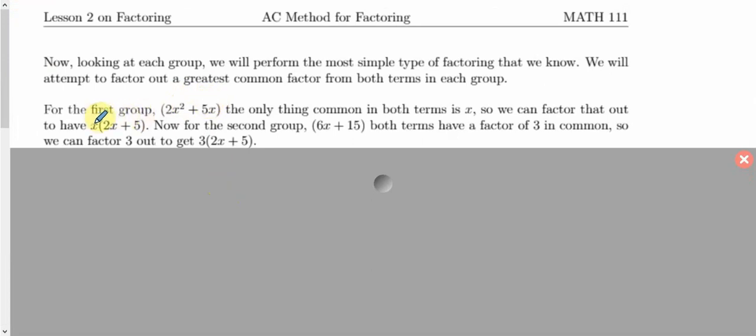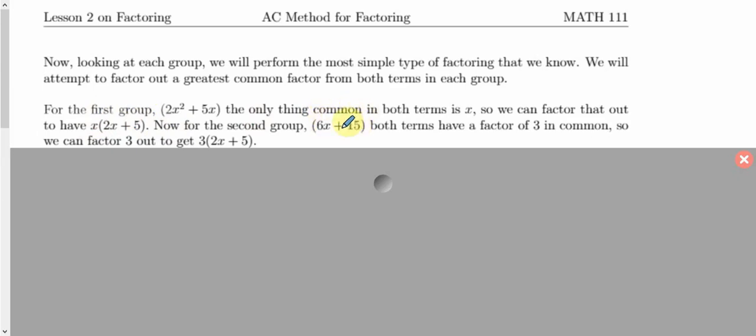So if I pull an x out, 2x squared, if I take one of those x's, just leaves me with 2x. And 5x, if I take its x away, just leaves me with 5. So I pulled an x away from both of these. That's the only common factor that these two had.